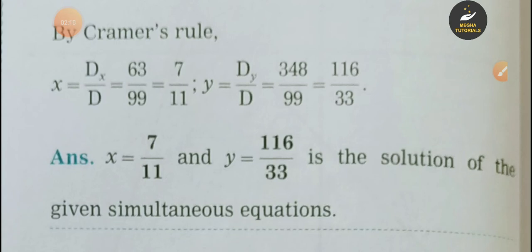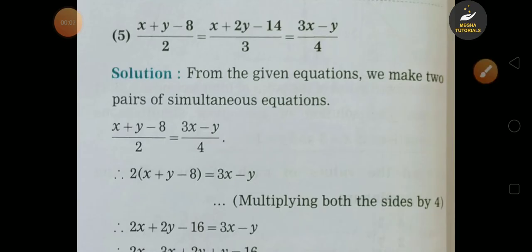Question 5. x plus y minus 8 upon 2 is equal to x plus 2y minus 14 upon 3, which is equal to 3x minus y upon 4. In this case, the equations have not been given directly, so we have to find the equations.